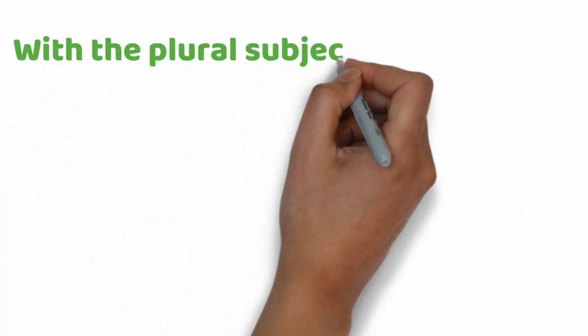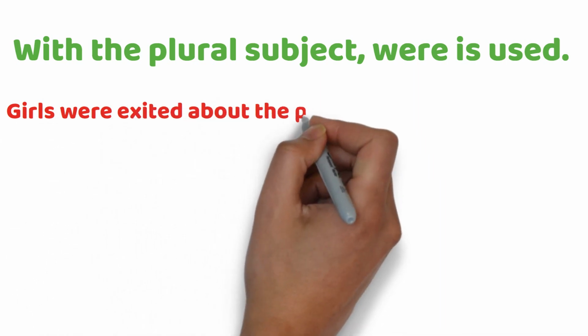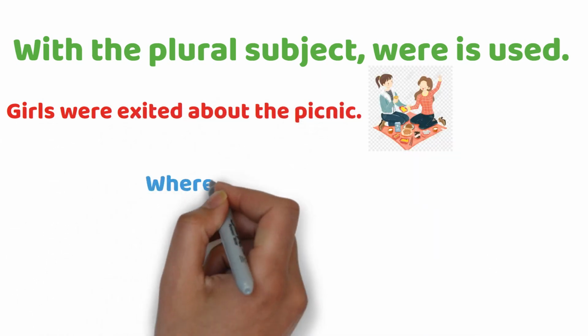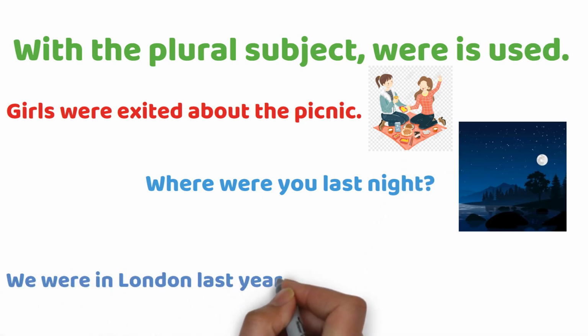With the plural subjects, were is used. Girls were excited about the picnic. Where were you last night? We were in London last year.